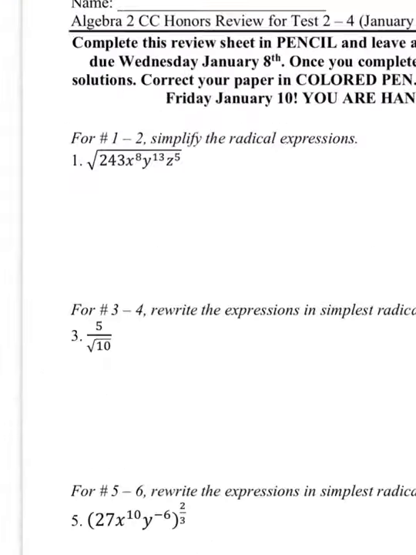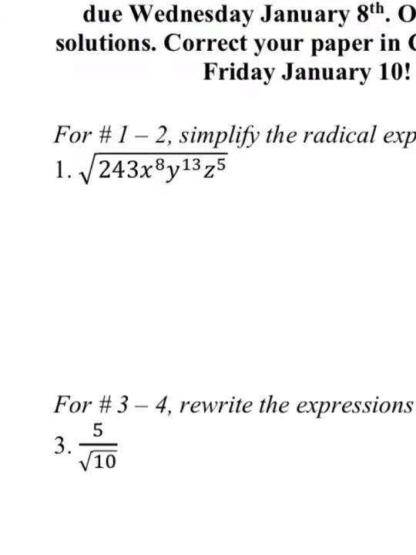Okay, so number 1 is a square root. So you have to see what's the largest perfect square that goes into 243. That would end up being 81 times 3. And the square root of 81 is 9. You still have the square root of 3.